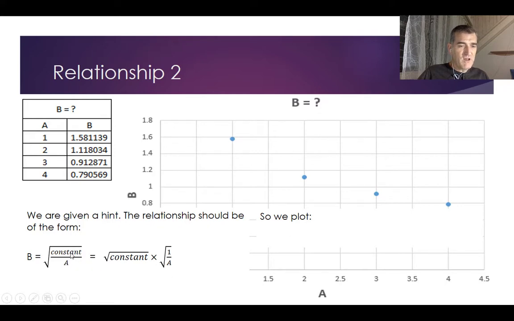Constant divided by a is the same as constant times 1 over a, and we can split the root because the root of a constant times 1 over a is the root of a constant times the root of 1 over a. This is now of the form y equals a constant times x. So we plot b as our y variable, 1 over a as our x variable, and if that relationship is true for this data, we should find a straight line through the origin, and the slope will give us the square root of our constant.